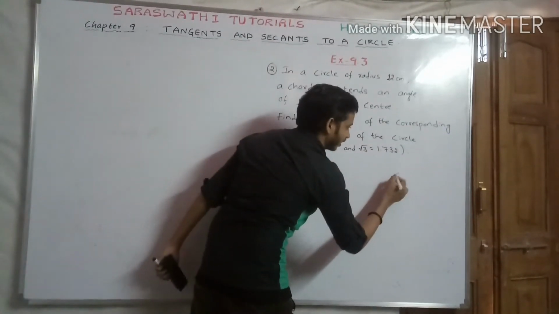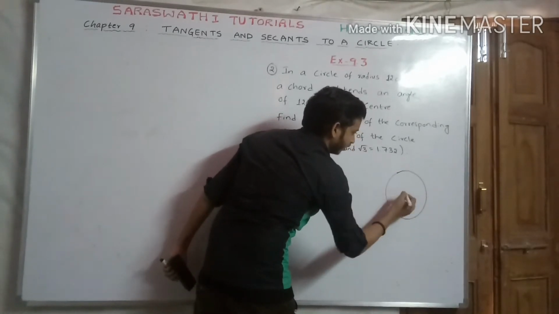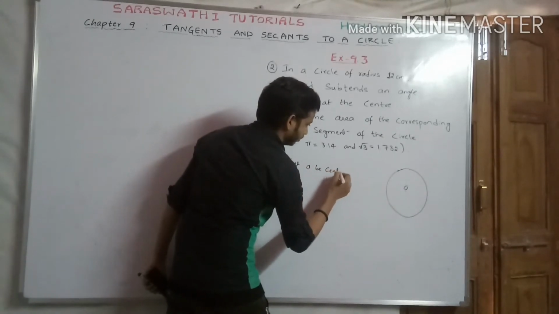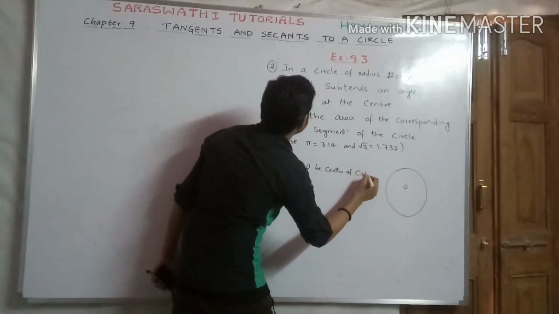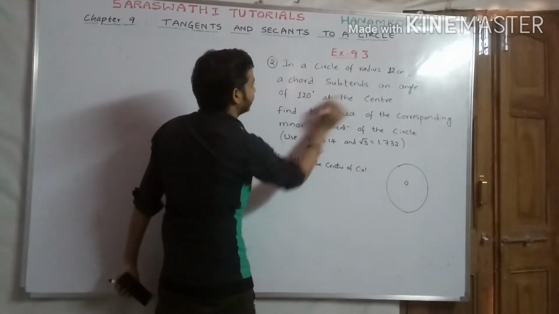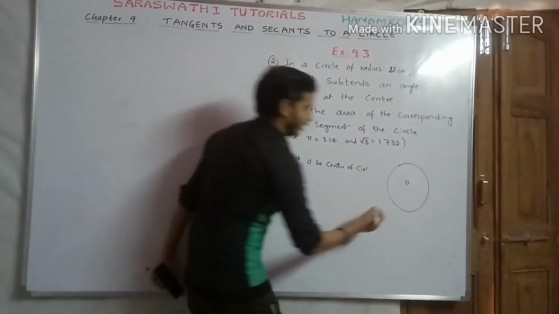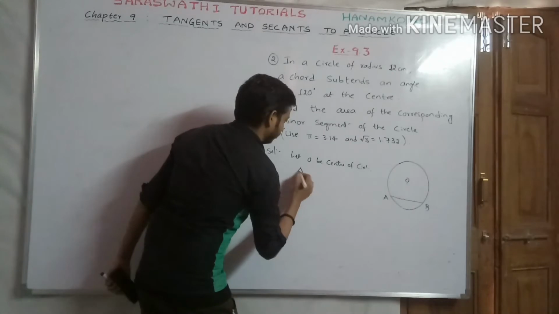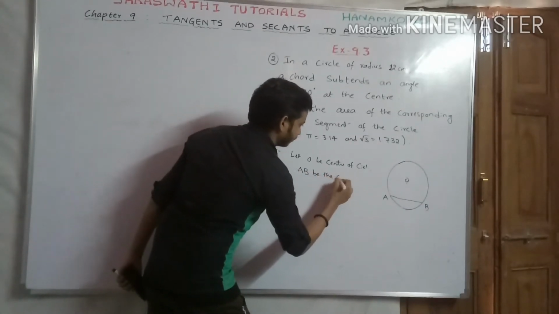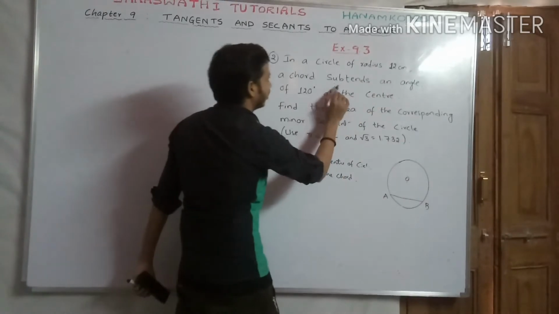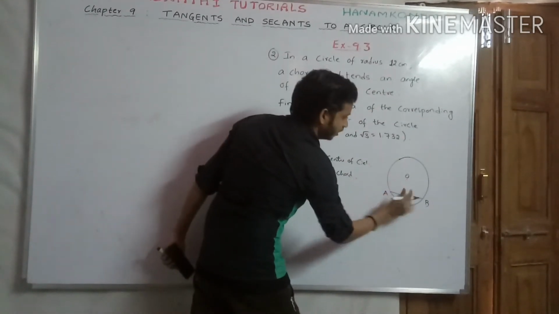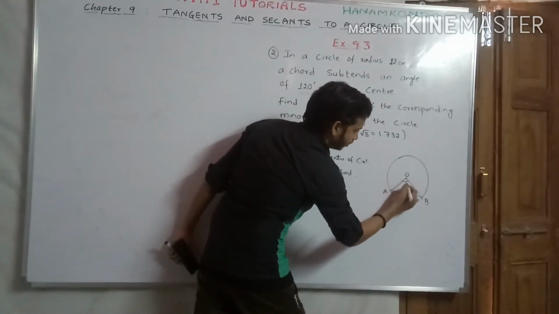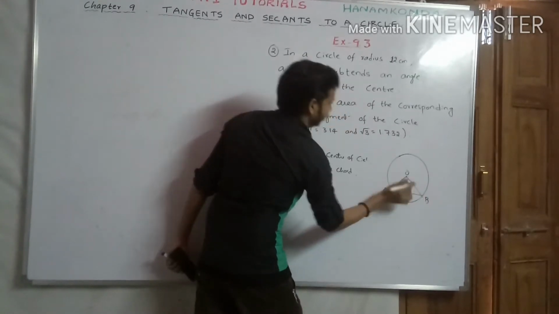So first draw a circle. Let O be the center of the circle. Given in the question that a chord subtends an angle of 120 degrees at the center. So let AB be the chord. That means this chord AB subtends an angle of 120 degrees at the center. So angle AOB is 120 degrees.